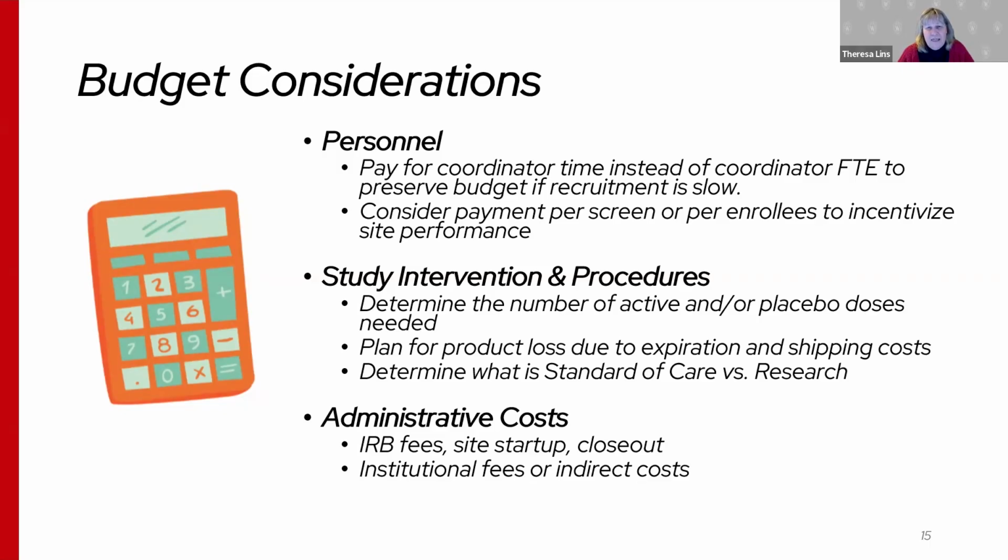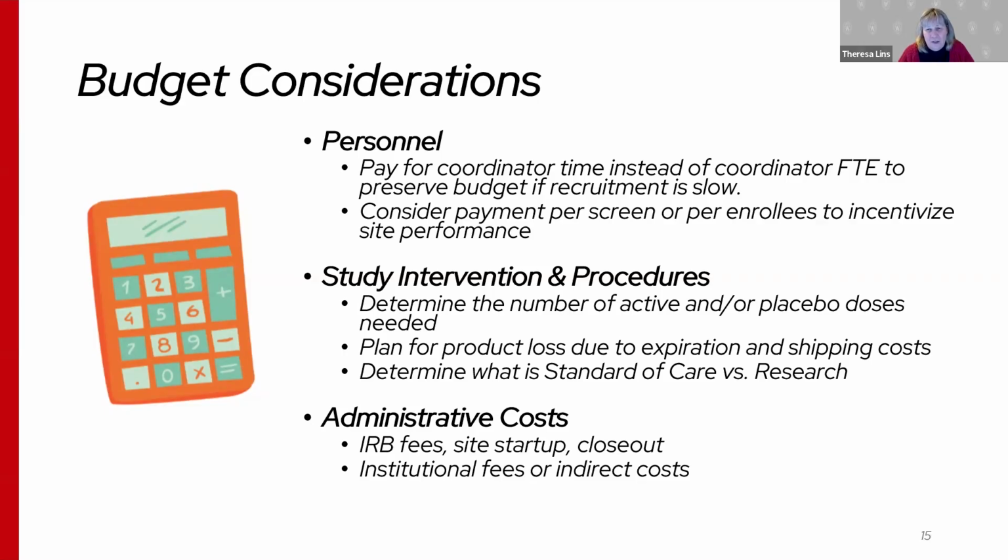Think about the cost of study interventions and the procedures. So determine the number of active and/or placebo doses that you need. Plan for some product loss due to expiration, and also think about the shipping costs of shipping that product out to sites. Determine what is standard of care versus research.